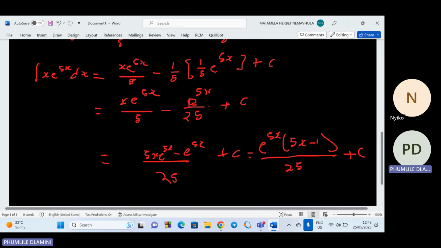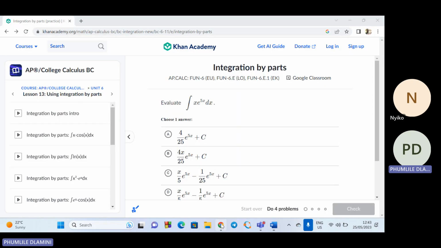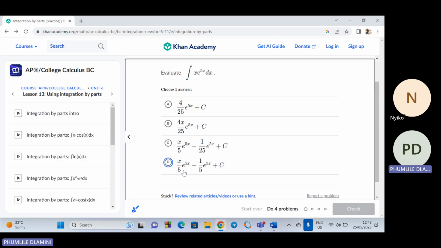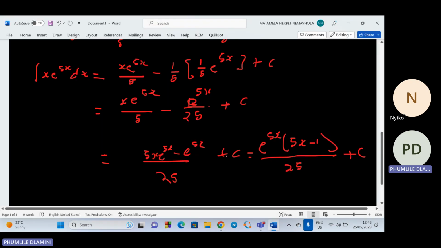If we check the one we're doing now, we will see that we have these options there. We have 5 over x, the answer is number C. We have 5 over x minus 25. Yes, it's just that I simplified it. It's this one. We have this option in our working. So this is how we work with the integral by parts.